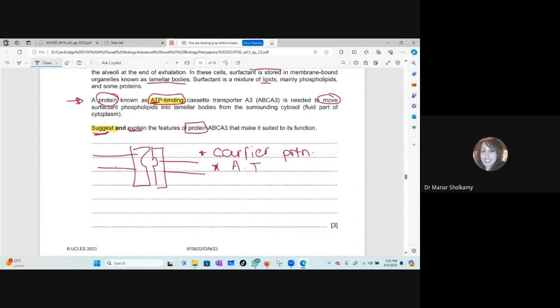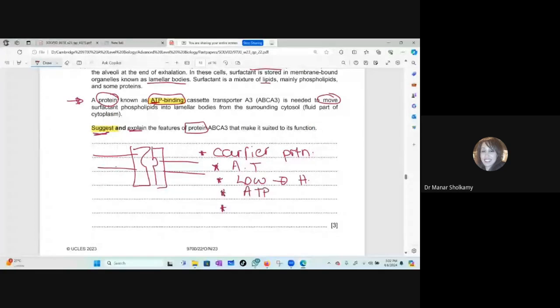This active transport will carry molecules from where to where? High concentration to low concentration? No, from low to high. From low to high. And it needs energy. That is why it is bound to ATPase, or it is known as ATP binding, because it will need energy.